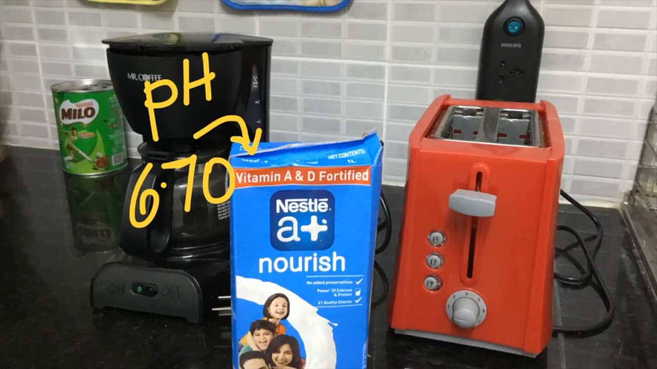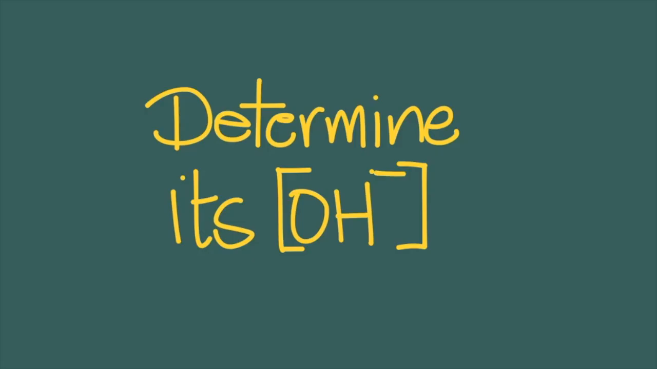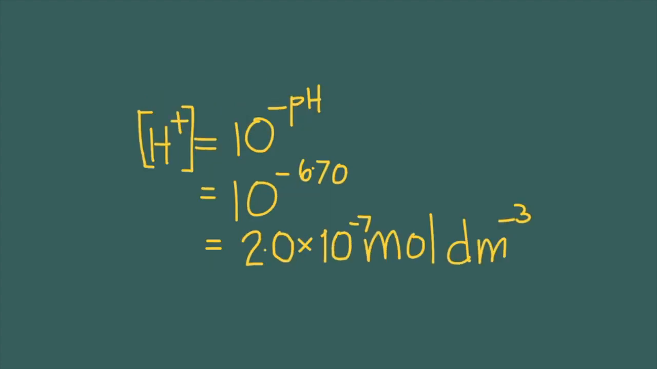Suppose we wanted to find the concentration of hydroxide ions, OH negative, in this milk sample, which has a pH of 6.70. To determine the hydroxide ion concentration, the OH negative concentration, we first solve for the H plus concentration, using the expression H plus is equal to 10 to the negative pH, which comes to 10 to the power of negative 6.70, and that works out to be 2.0 by 10 to the power of negative 7 moles per dm cube.